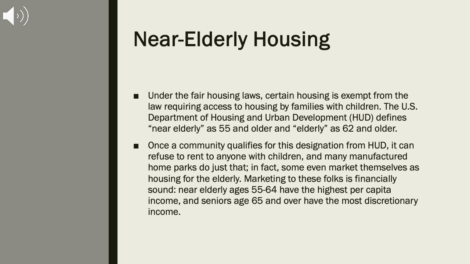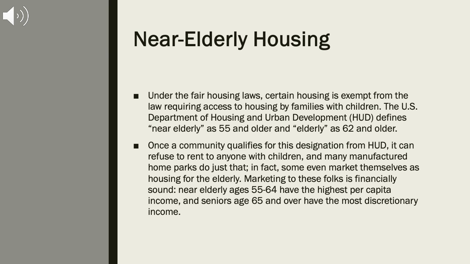Near elderly housing. Under the Fair Housing Laws, certain housing is exempt from the law requiring access to housing by families with children. The U.S. Department of Housing and Urban Development (HUD) defines near elderly as 55 and older and elderly as 62 and older. Once a community qualifies for this designation from HUD, it can refuse to rent to anyone with children, and many manufactured home parks do just that.